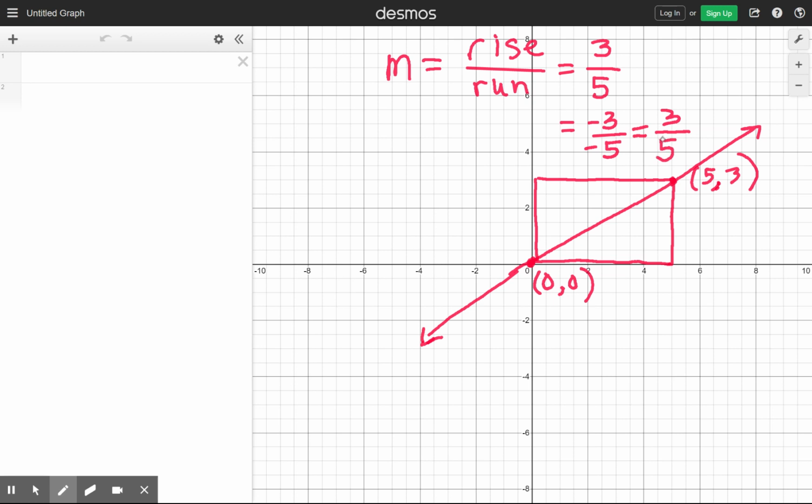The rise is always y and the run is always x? The rise is, yes, the change in the y, and the run is the change in the x.